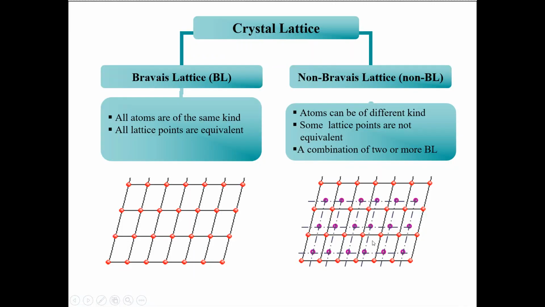In summary, for the crystal lattice we have two types: the Bravais lattice and the non-Bravais lattice. What is meant by Bravais lattice and non-Bravais lattice? By Bravais lattice we mean all the atoms are of the same kind and all the lattice points are equivalent. Here you can see this is a Bravais lattice, with the characteristic that all the atoms are of the same kind and all the lattice points are equivalent. What about the non-Bravais lattice?